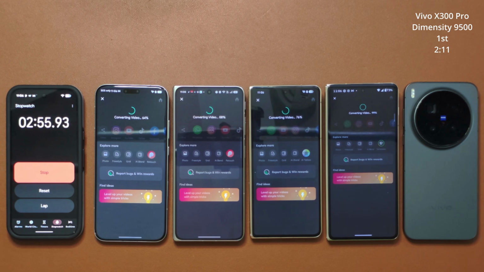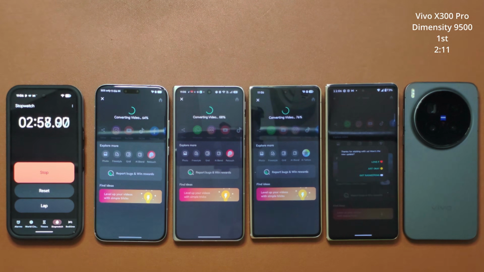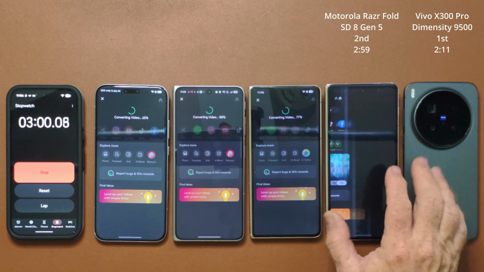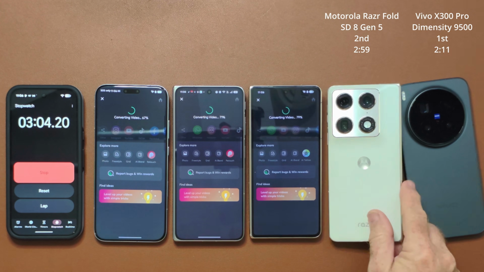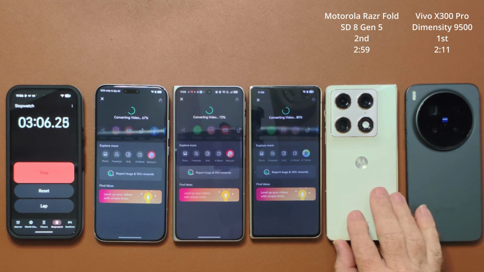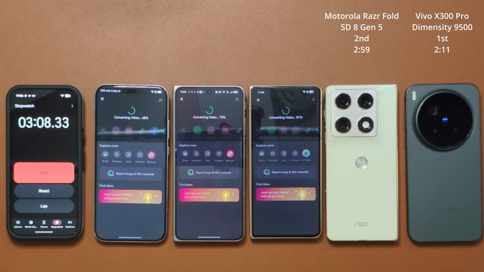Okay, we're about to hit second place. Okay, and this one gets done in 2 minutes and 59 seconds. This is the Motorola Razr Fold. Again, that's an 8 Gen 5 versus a Dimensity chip. The Dimensity has beaten all the phones. We've got another one coming up. Let's speed through to it.